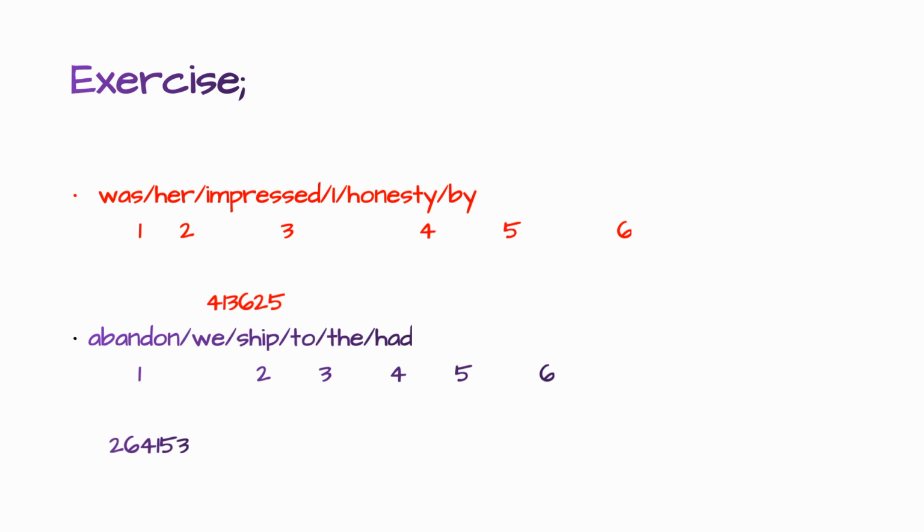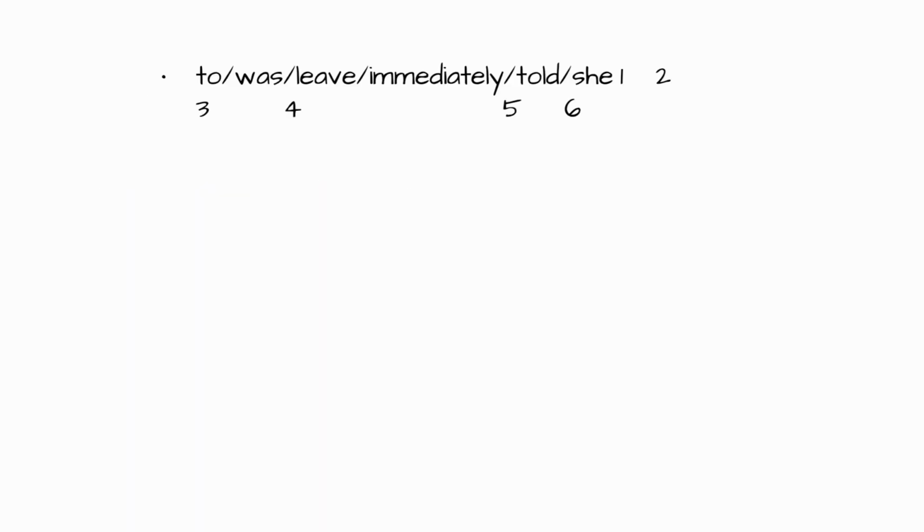Yeah, keep it up. Now let's move on to this one. There are also 6 jumbled words. They are to, was, leave, immediately, told, she. Okay, 1 is to, 2 is was, 3 leave, 4 immediately, 5 told, 6 she. Do it.